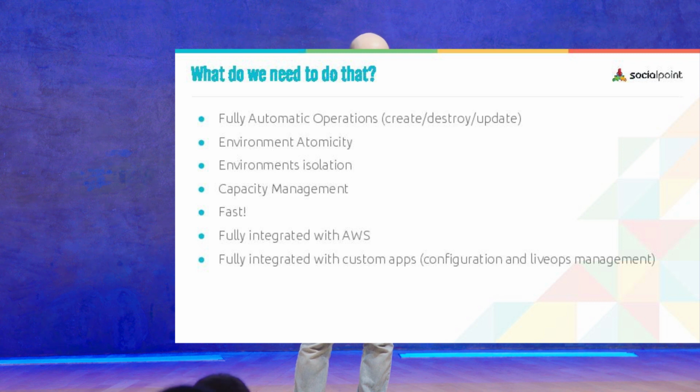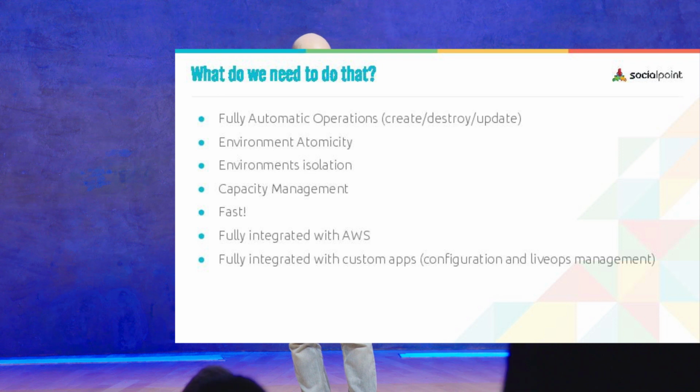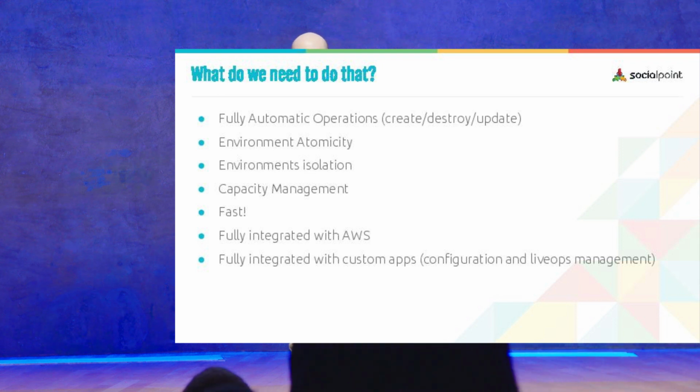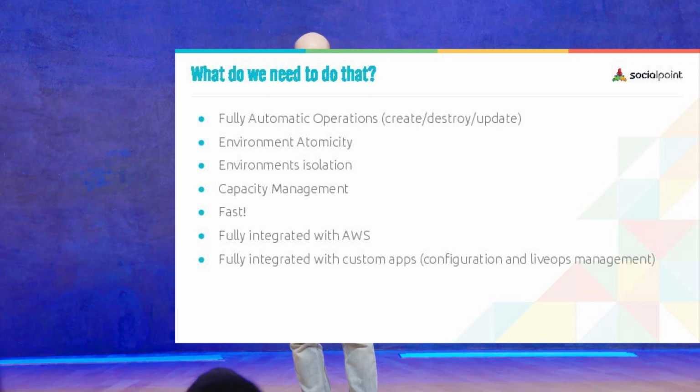We need to be completely automatic. We need to create, destroy, and update the environments automatically. We need environment atomicity. That means I don't want to manage different components in different places. I just want to create an environment, destroy an environment, and that's it. We want environment isolation. We don't want to share any more Redis instances or Elasticsearch indexes or whatever. We want the environments to be completely isolated.